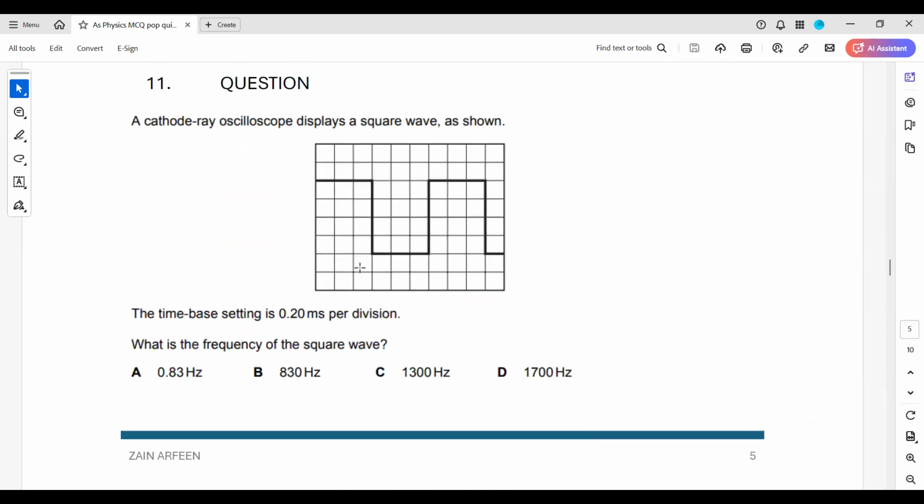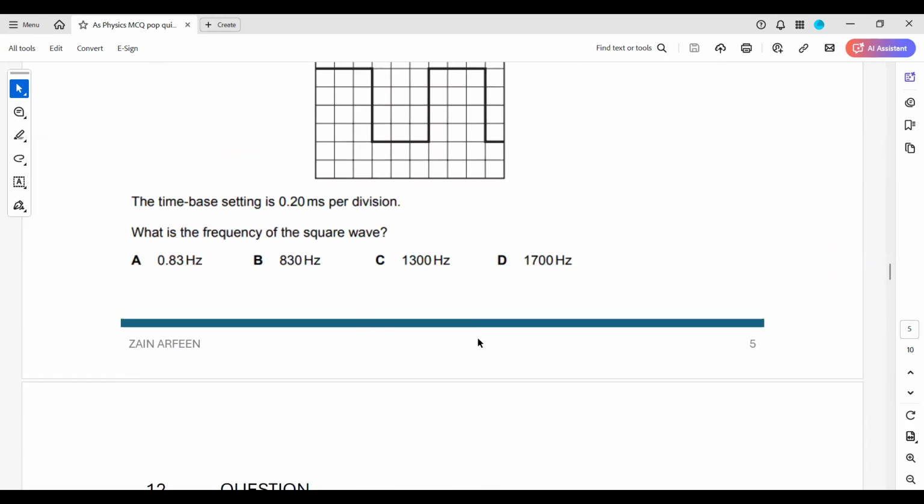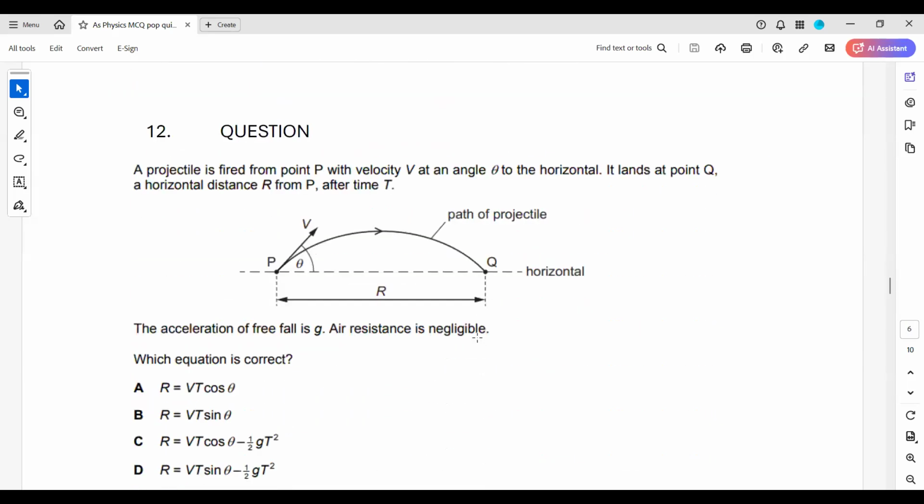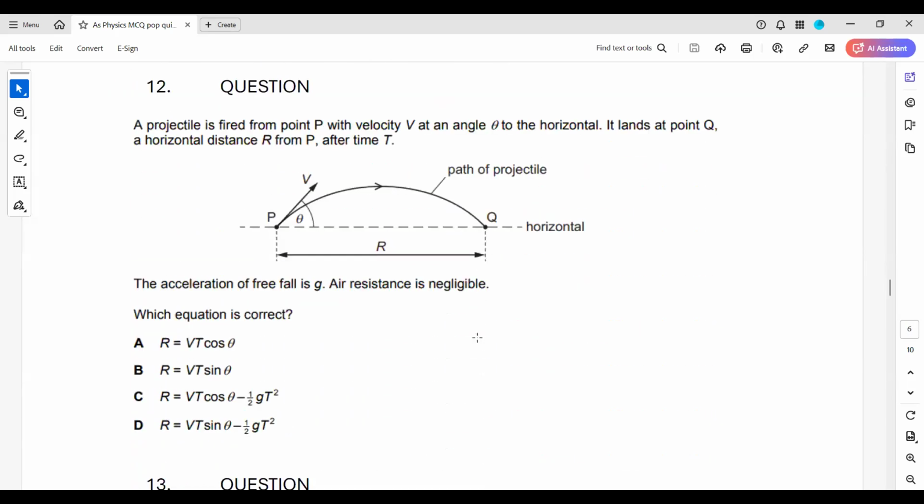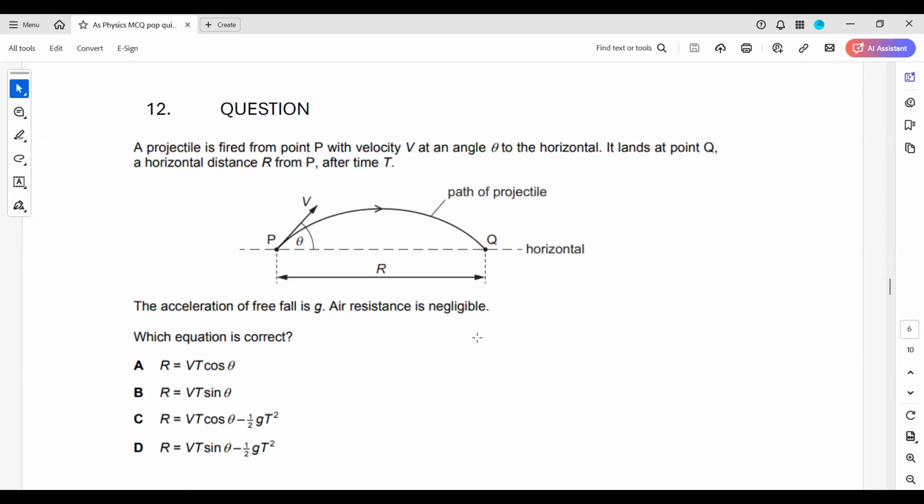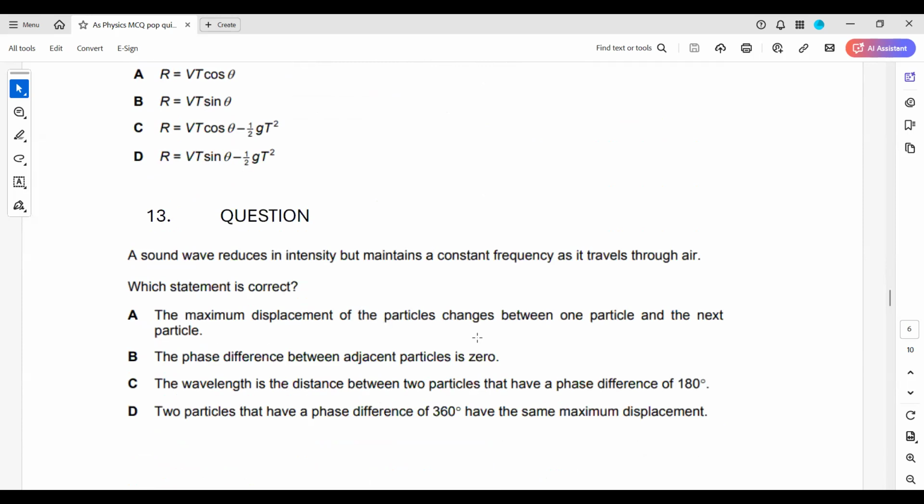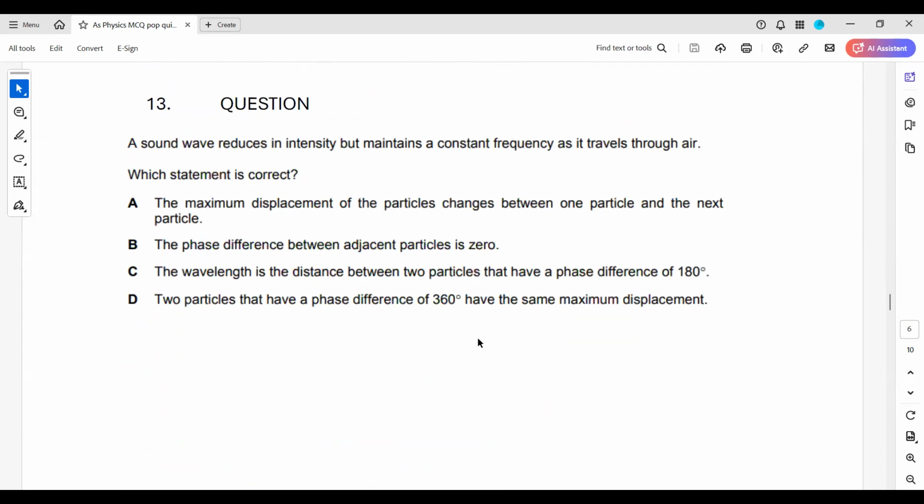Question 11, any doubt? Any doubt in question 11? Question 12, any doubt? Question 13. Question 12, okay.